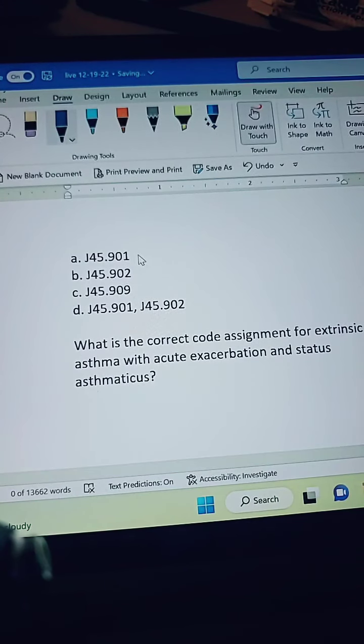A and B are super close, but A and D are the same answer, and they just want to know, would you ever bill one more digit past it? I guess you could. Sometimes if things are left and right and they don't have a bilateral code, you might do that. But I don't think asthma is bilateral or right and left.